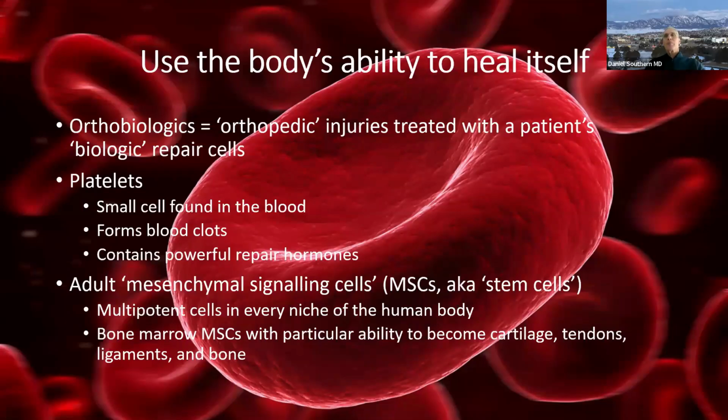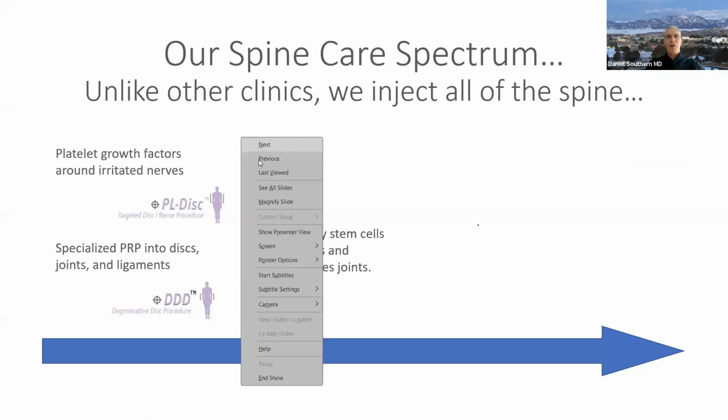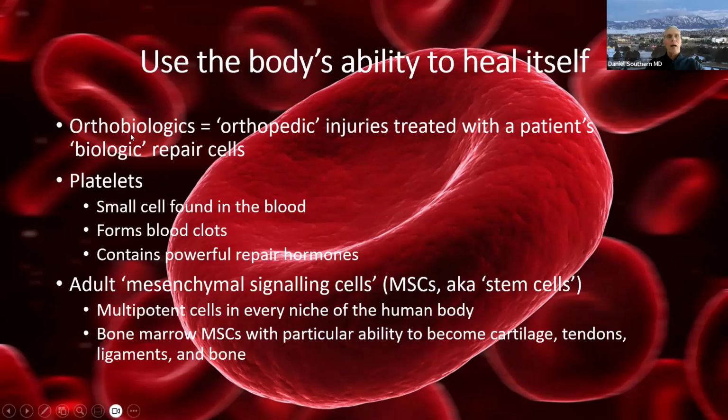Number two, we use the body's ability to heal itself. What does that mean? Well, we're using orthobiologics. That's a very fancy word, and what it means is we are using our patients' own repair cells, their own biological cells that we get from our patients, and we're using those cells to treat orthopedic conditions. Hence the term orthobiologics.